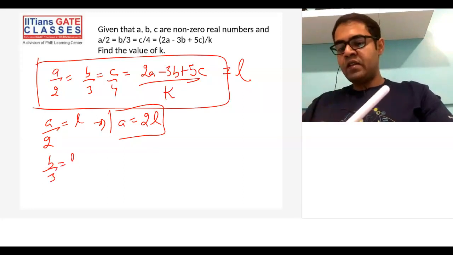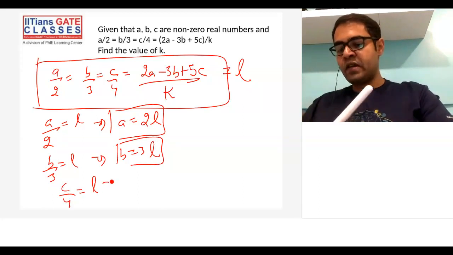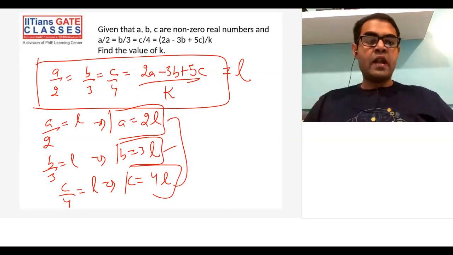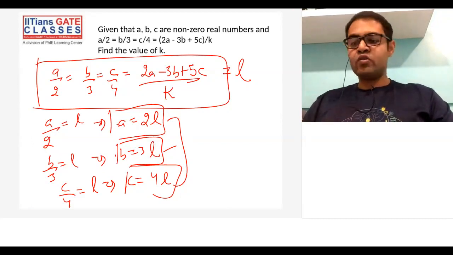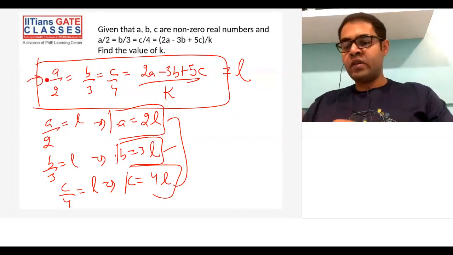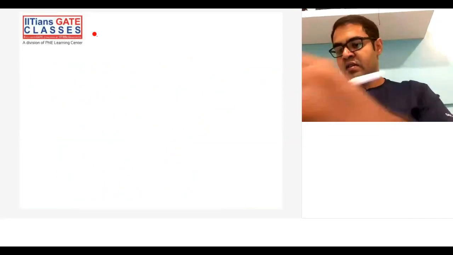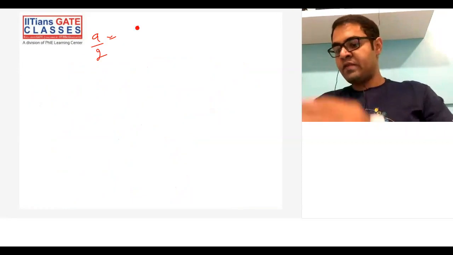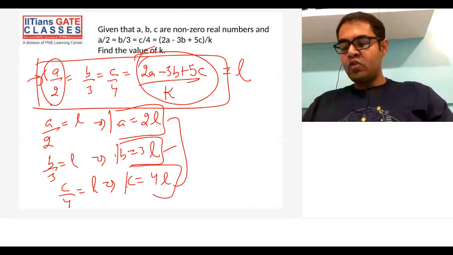Then b by 3 is equal to L, and this implies b is equal to 3L. Similarly, c by 4 is equal to L, which implies c is equal to 4L. Now the advantage is that I've got a, b, c in terms of L, and I can use that to solve my equality. So let me take this and this now. That means a by 2 is equal to this guy. So a by 2 is equal to 2a minus 3b plus 5c by k, and you know what a, b, and c are.